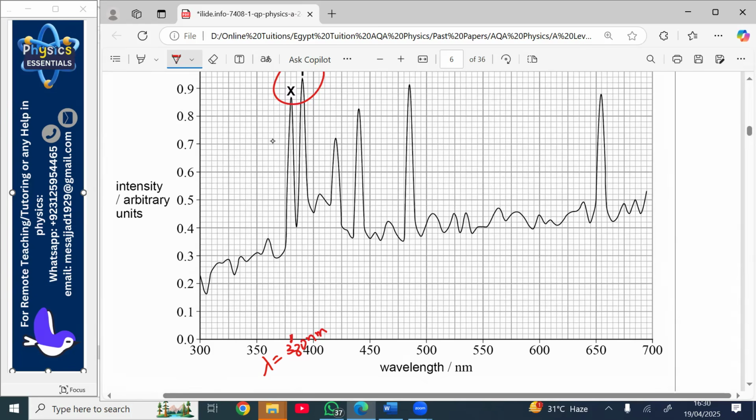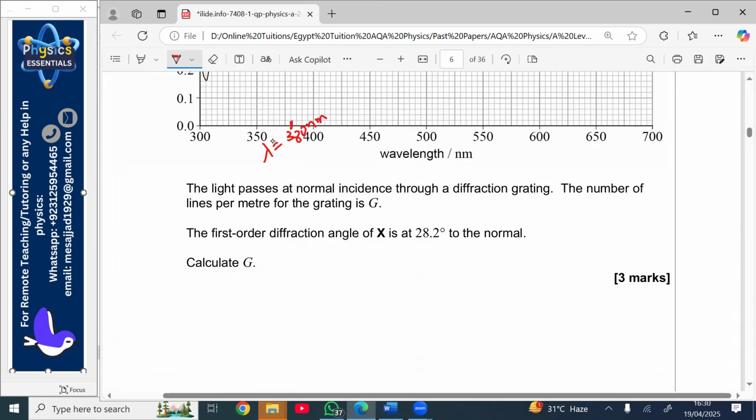All right, so when you have the wavelength of 380 nanometers, you have to find the first order diffraction. For example, this is the data: n equals 1 for first order. Then you have wavelength 380 times 10 raised to the power minus 9 meters. Then you have theta, which is 28.2 degrees. And what else do you have? Nothing. So you need to find G, which is the number of lines per meter. Okay, this is what you need to find.